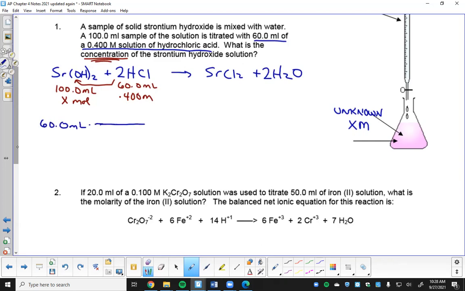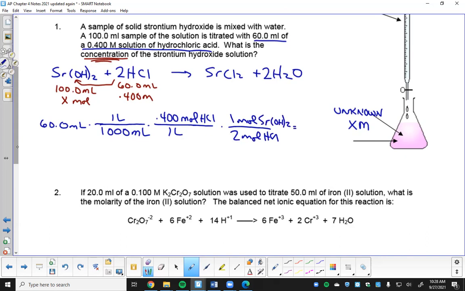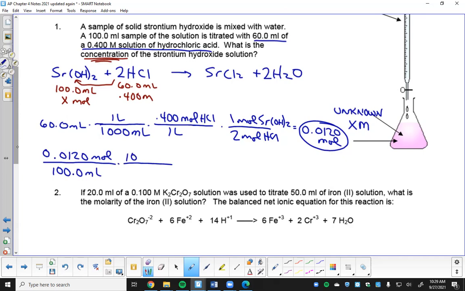Start with the one we know. 60 milliliters into liters is like the most common step that we do this chapter. 0.400 moles per liter for the HCl. 2 moles makes 1 mole. And we can get the moles as 0.0120 moles. That's not the answer, but it's a little crowded over there, so I circle it. And now I can finish off the problem. 0.120 moles of strontium hydroxide in 100 milliliters of solution. That's moles per milliliter. So let's just get that into moles per liter.